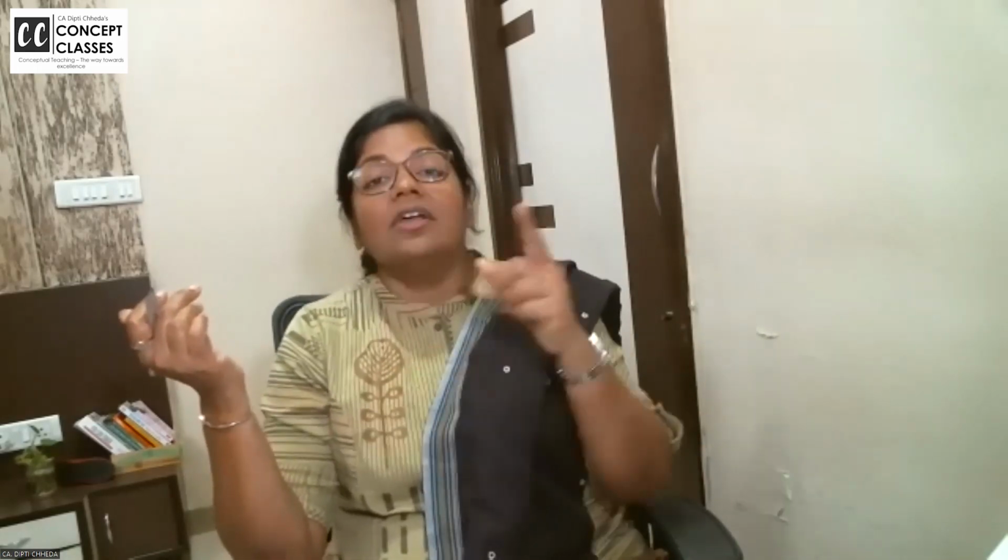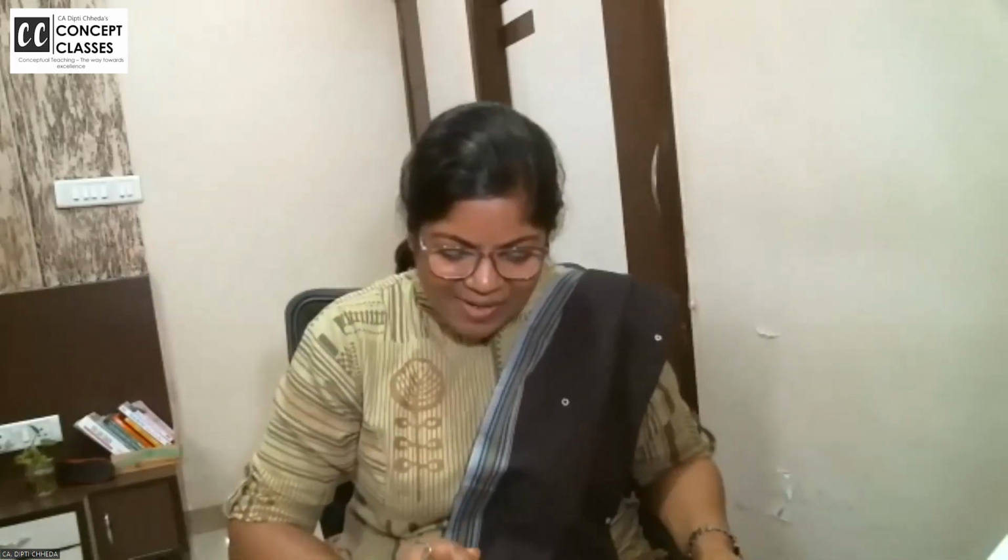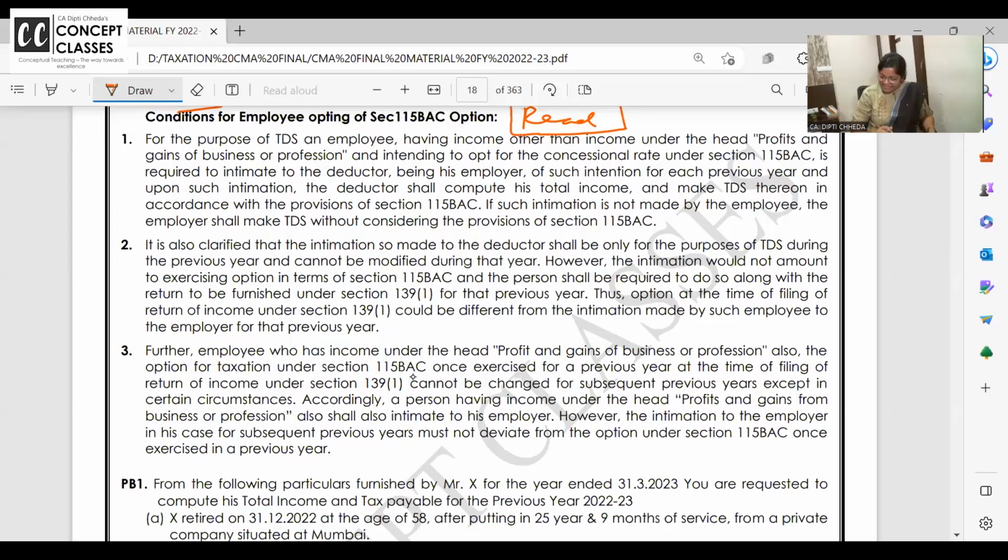Okay, I have opted for the old regime. TDS is deducted as per old regime. So now I'll have to file the return as per old. They can change, unless they have business income. As an employee, if you have business income, then the same logic will apply. Very interesting this is. Let us give it a reading.